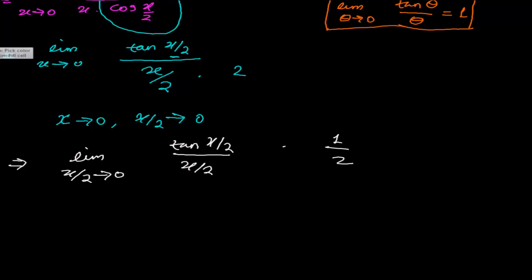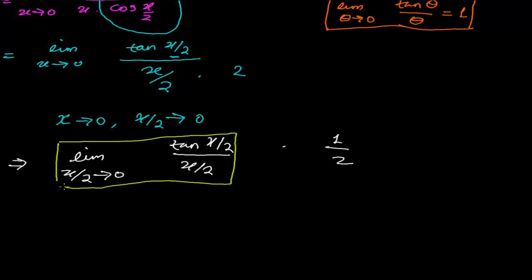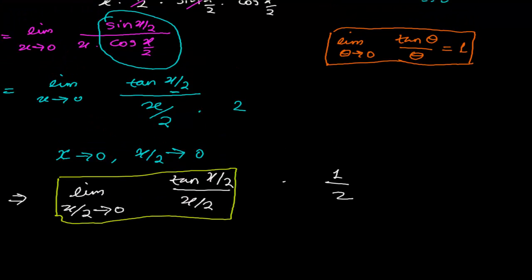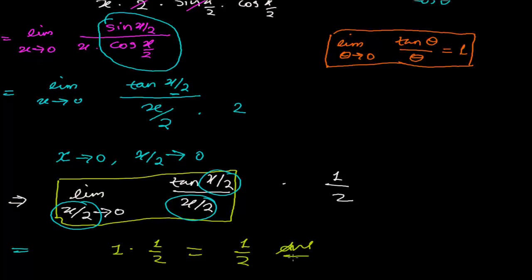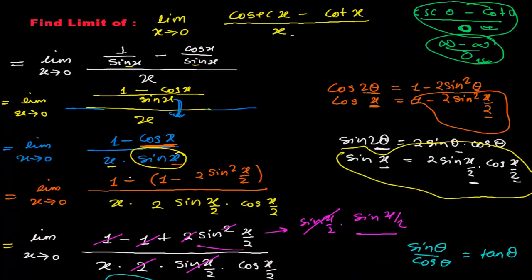And now here I can use this formula. Just match this formula with this one. When angle tends to 0, tan angle over the angle equals 1. Here my angle is x by 2, and when my angle tends to 0, tan of the angle over the angle tends to 1. So I can easily write with no doubt that this is 1 times 1 by 2, and finally my answer is half. That's my answer, the limit that I needed to find.